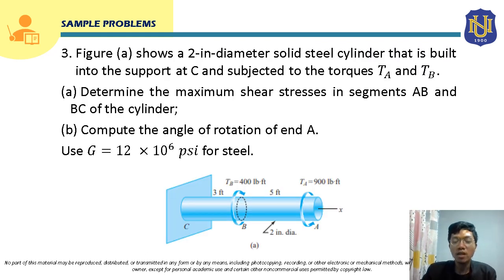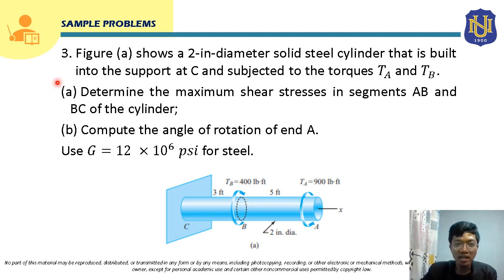For sample problem number 3, figure A shows a 2-inch diameter solid steel cylinder that is built into the support at C and subjected to the torques TA and TB. So this is the solid steel cylinder, supported here at C. So this is a fixed support. This solid steel cylinder is subjected to torque TA, which is a counterclockwise torque, and then we have TB, which is a clockwise torque.